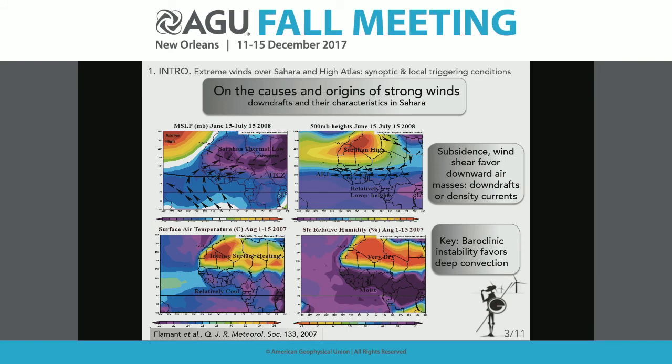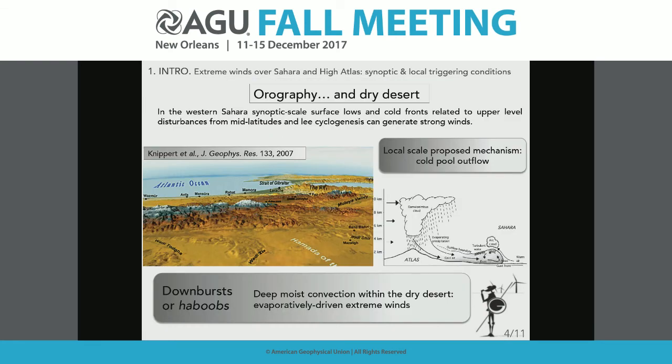So all in all, we have subsidence and wind shear that favor these downward air masses that are called downdrafts or density currents, okay? So in the Sahara, we have synoptic scale surface lows and cold fronts related to upper level disturbances, but we have other ingredients that favor these very strong winds there. One would be the orography, so we are in the High Atlas region. You can see here the profile, so you can think of very strong katabatic flows going downward, so lee cyclogenesis.